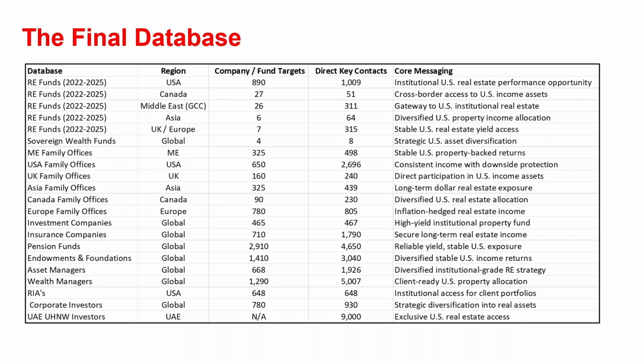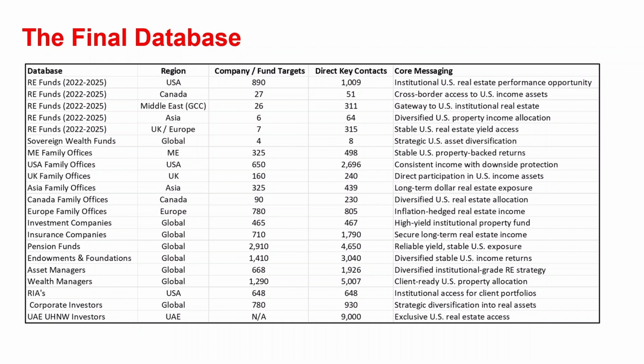Then we look at the family investment office databases that I have. These are all institutional databases, all updated to the first quarter of 2025, and they include the Middle East family offices, USA, UK, Asia, Canada, Europe. So we basically copy the same thing we do on the funds. We also look at insurance and pension funds, endowments and foundations, asset managers, wealth managers, and on the bottom here we've got RIAs, corporate investors, and a very rare UAE ultra high net worth investor database. So you can see the direct key targets over on the right hand side.